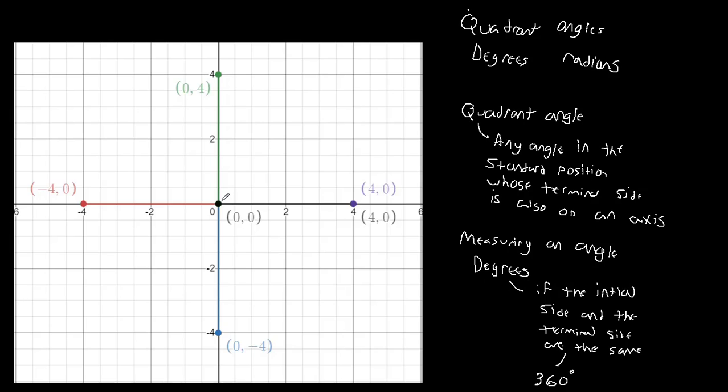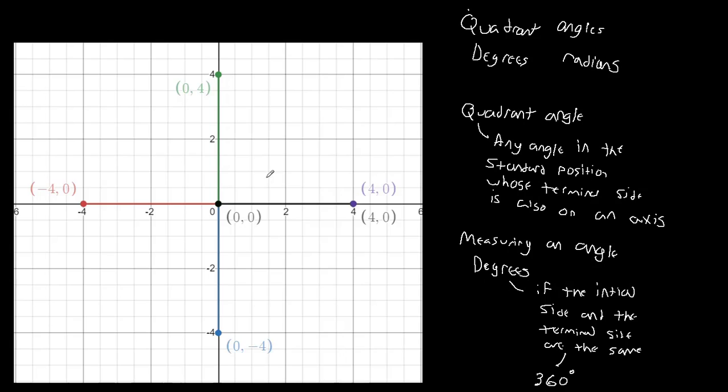So we have the 4 quadrant angles. The green one is the first quadrant angle. The red one is the second quadrant angle. The blue one is the third quadrant angle. And then you can't see the line because it's under the initial side here, but this purple point right here designates the fourth quadrant angle. So hopefully that makes sense. So what I want to do is talk about what we mean when we say the initial side and the terminal side are the same.